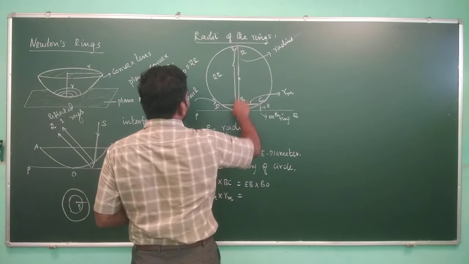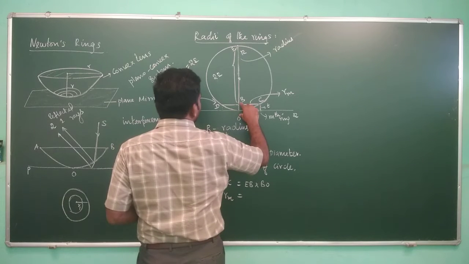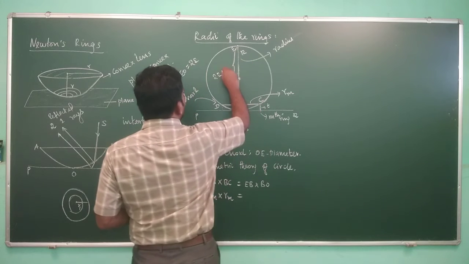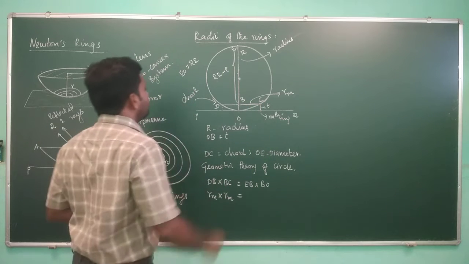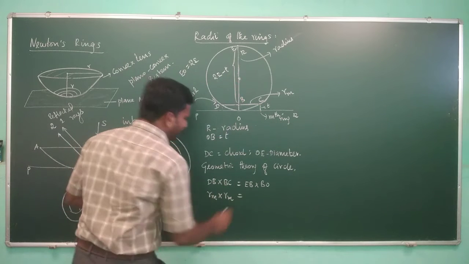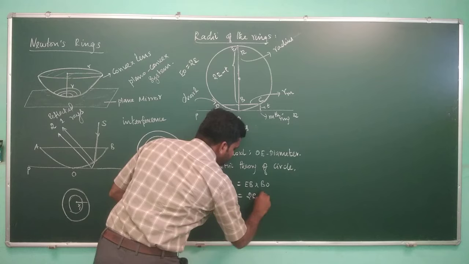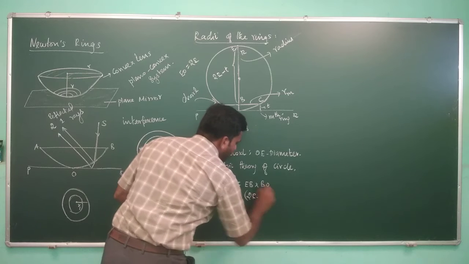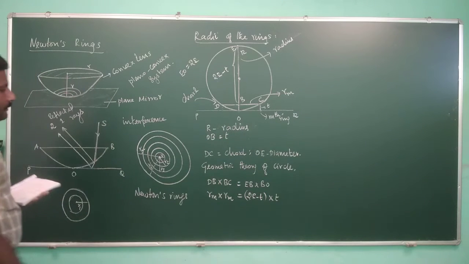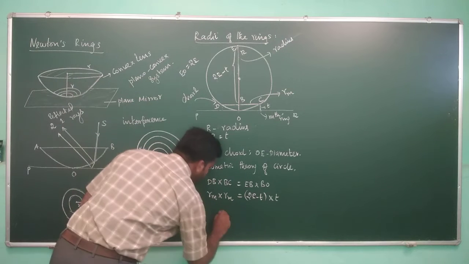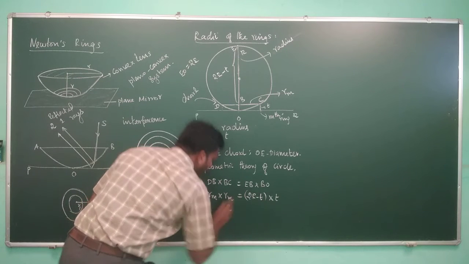If you want EB, we have to subtract this portion BO from EO. What is BO? BO is nothing but T. So 2R minus T is equal to EB. So EB, 2R minus T, multiplied by BO, T. Fine. So this side it is Rm square.